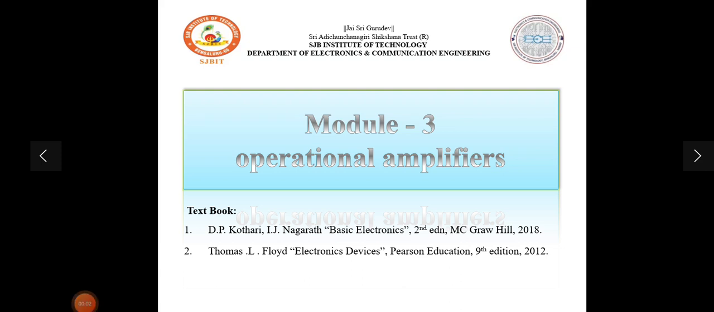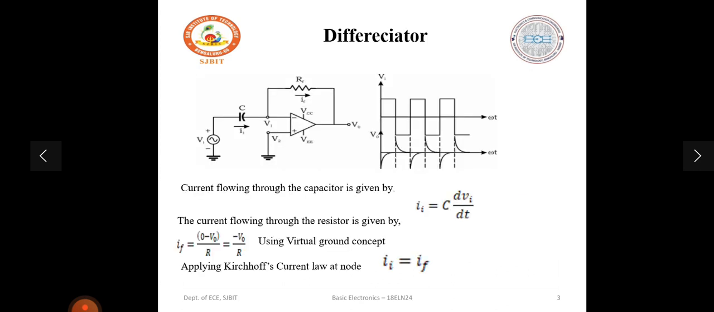Hello everyone. In this video we are going to study the differentiator, which is one of the applications of operational amplifiers. Our operational amplifier can also be designed to work as a differentiator. Let's have a look at the differentiator circuit and how it generates a differential output.